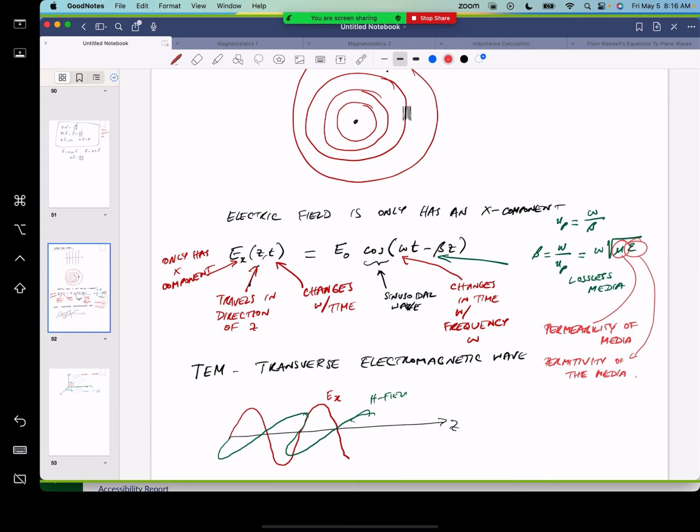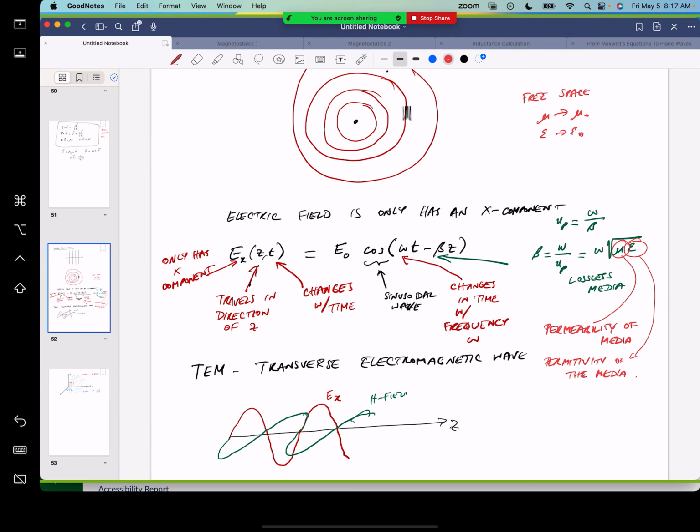And in free space, mu would be mu naught, which is the permeability of free space, and epsilon would be epsilon naught, which is the permittivity of free space. And in all other media, they would have some multiplier by that. Everything would be like a bigger number. So if you had glass that this was traveling through or some other media, they would have something that would multiply, that would be a property of that material, and it would increase the permittivity or the permeability by a certain amount.